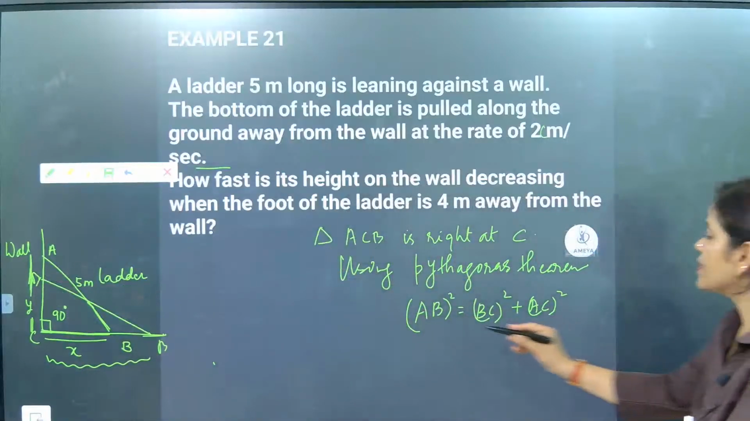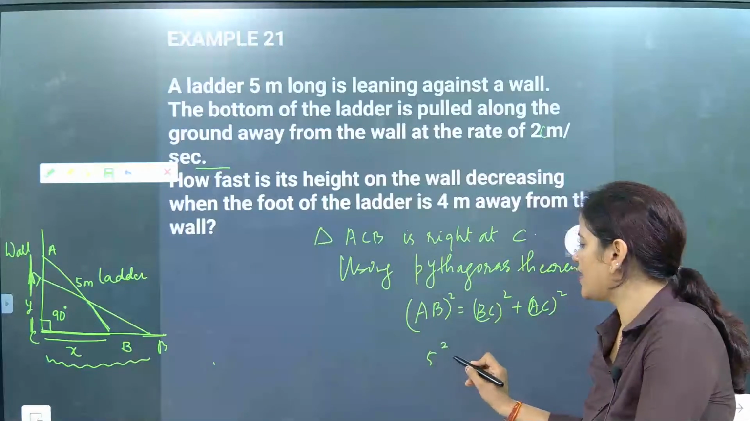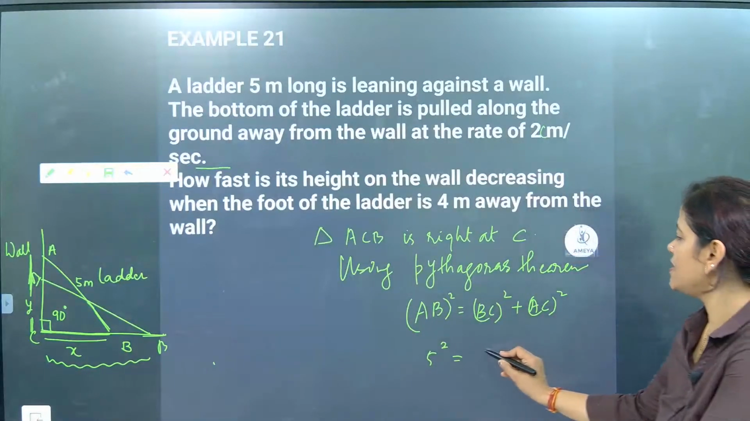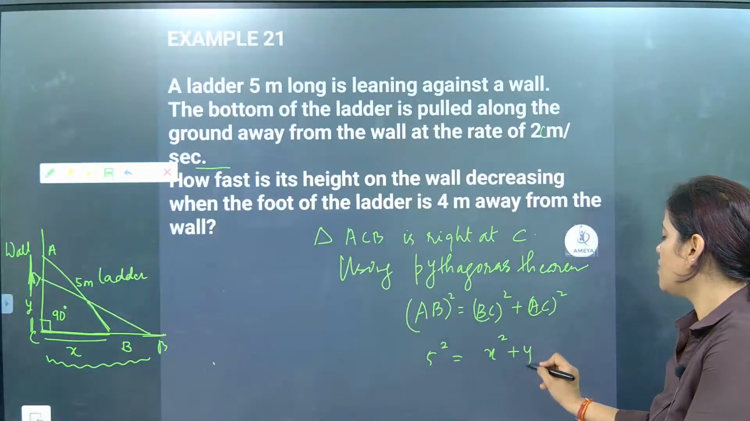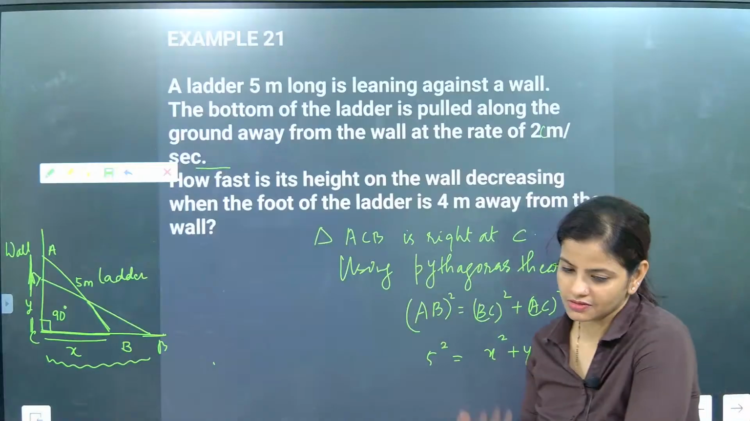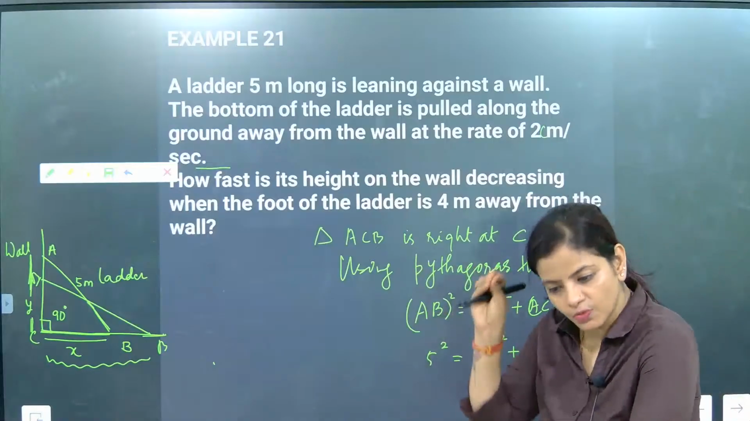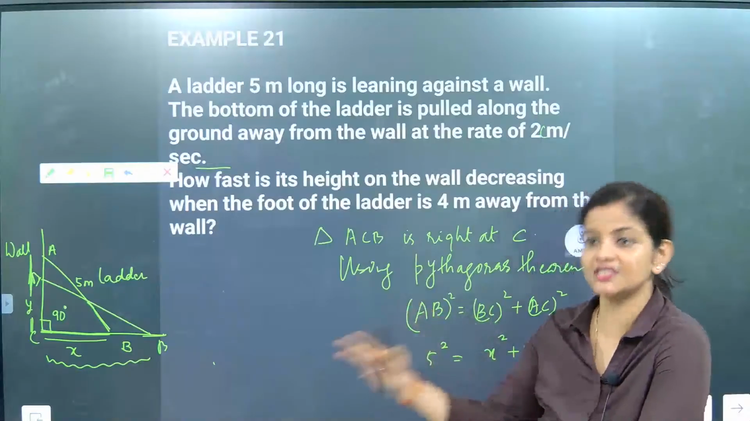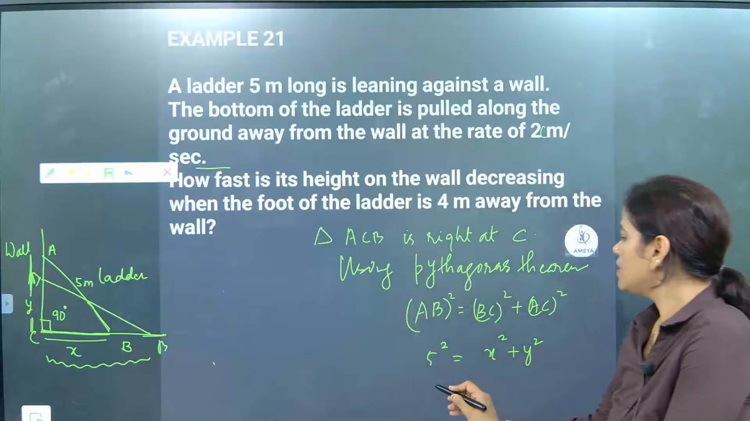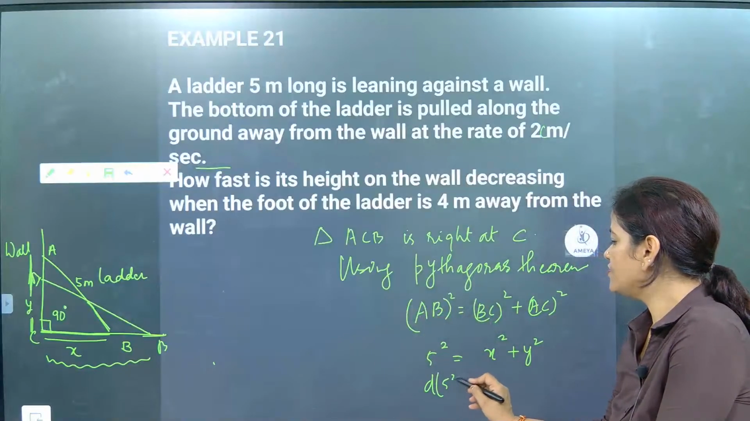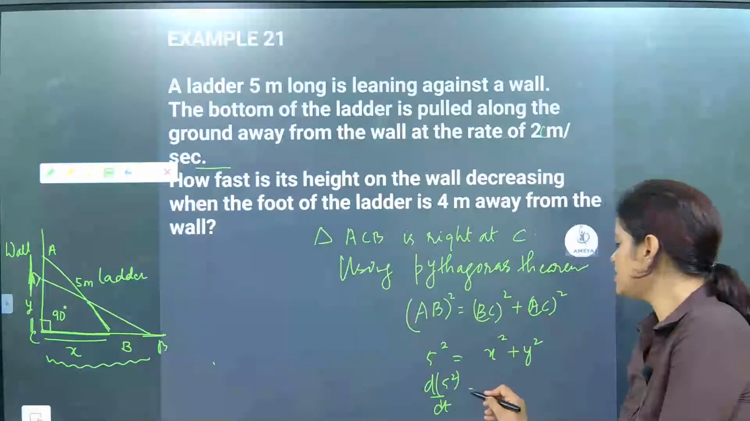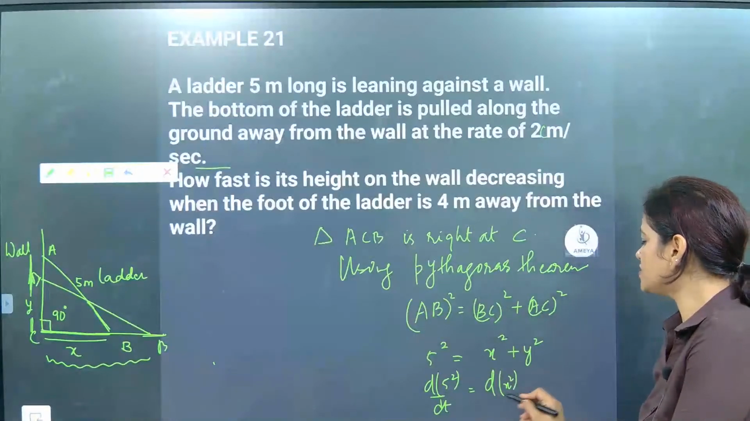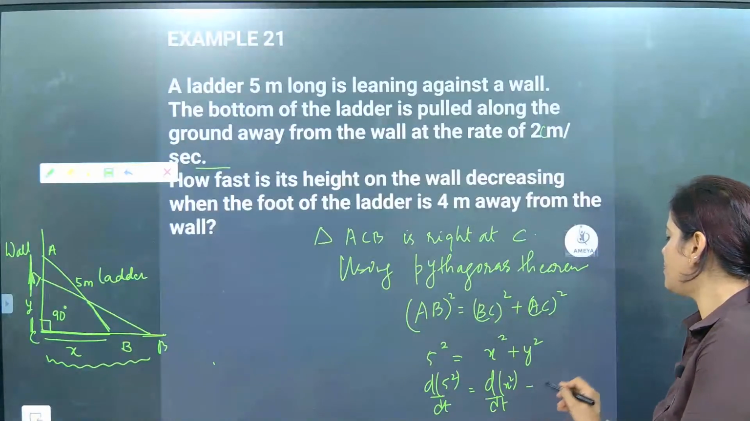So here what will it become, beta? What is AB? 5 square will be equal to x square plus y square. So this is static, not moving anything. The moment you differentiate, it will become dynamic, and dynamic means motion is there now. Understood? So now it will become d of 5 square by dt is equal to d of x square by dt plus d of y square by dt.